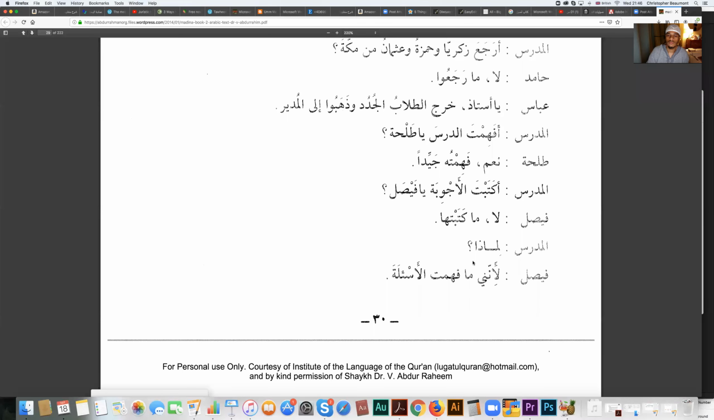أكتبت الأجوبة؟ أكتبت الأجوبة يا فيصل؟ But what's the end vowel sound on الأجوبة, akhi? It will be a fatha. Good. Ya Faysalu. So the ya does not turn it into mansub. No, it doesn't. It only causes the tanween to drop.